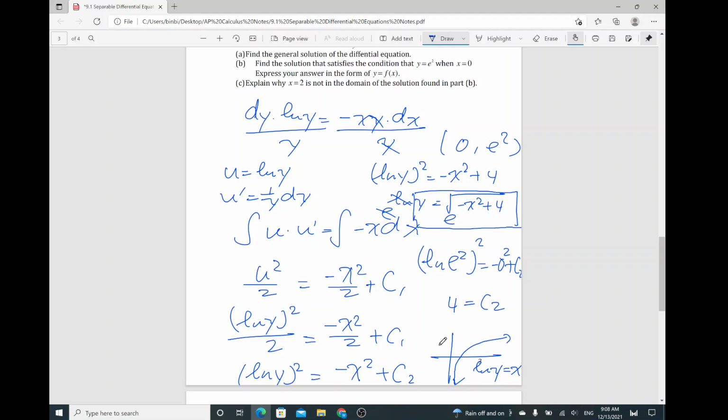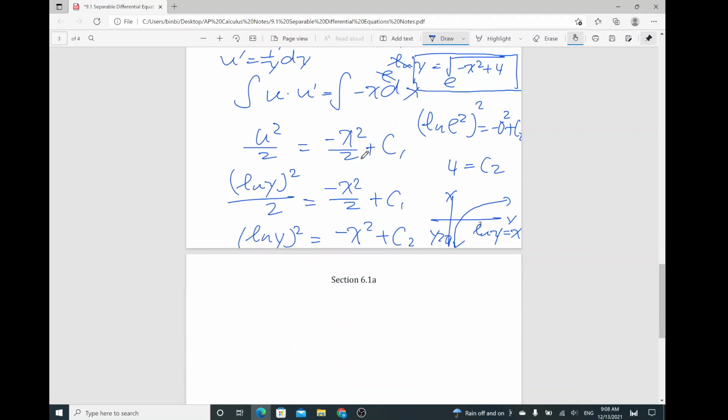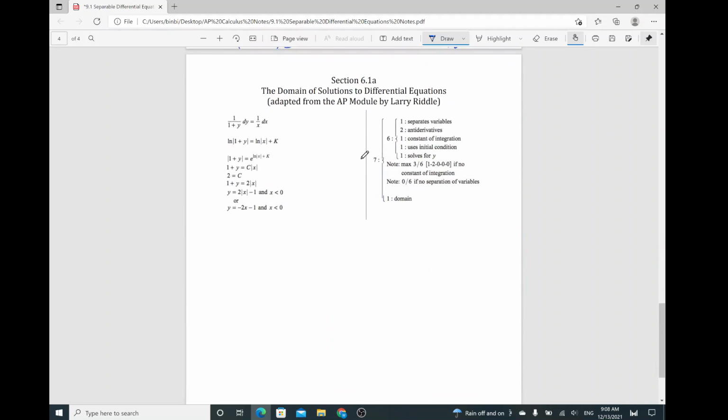For the domain, let's say natural log of y equals x, so we just switch the x and y axes. So y must be greater than 0. Anything that is 0 or less than 0 is undefined. So that's why x cannot be 2. Okay, so now here's the solution for the problem.